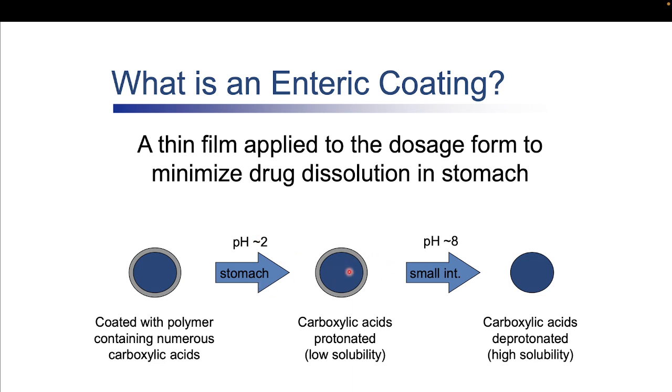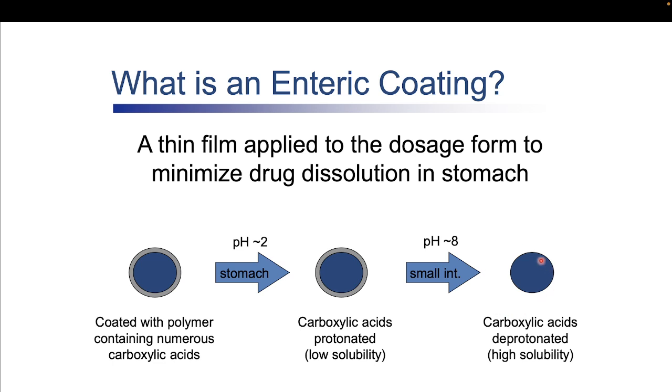Now as the capsule or the drug form passes from the stomach to the small intestine, the pH changes very drastically, from pH 2 to pH 8. At high pH, there is a very low H+ concentration around the drug. The COOH groups present in the polymer layer will then deprotonate. They'll lose their H+ and become COO-, which has more solubility compared to your COOH group.